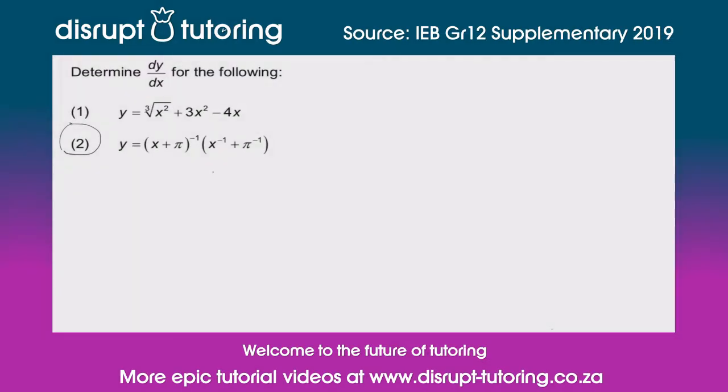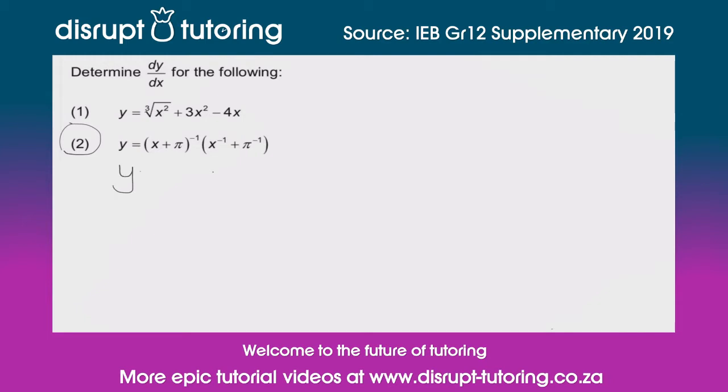Today we're going to deal with differentiation of y with respect to x, and with that in mind, let's dive straight in. So we're going to deal with question 2 in this particular video, and let's see how it goes. Okay, so we've got y is equal to (x plus pi) to the minus 1, times (x to the minus 1 plus pi to the minus 1). So let's see how we can do this.